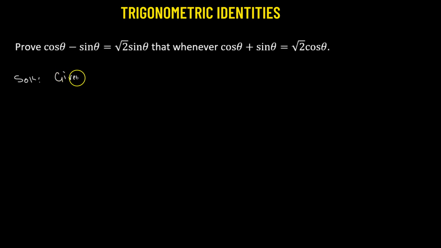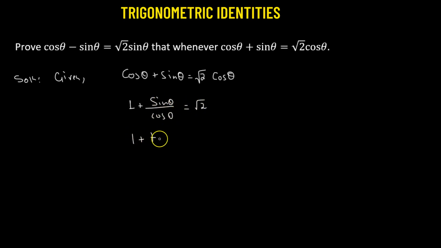So here we are given cosine of theta plus sine of theta equals square root of 2 times cosine of theta. Now we're going to divide both sides by cosine of theta. So we'll have 1 plus sine theta over cosine theta equals square root of 2. So sine theta over cosine theta, that's the tangent function. So we have tangent of theta equals square root of 2 minus 1. We will come back to this in a moment.